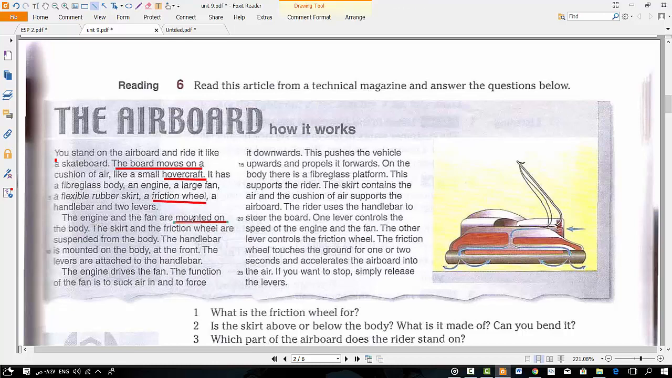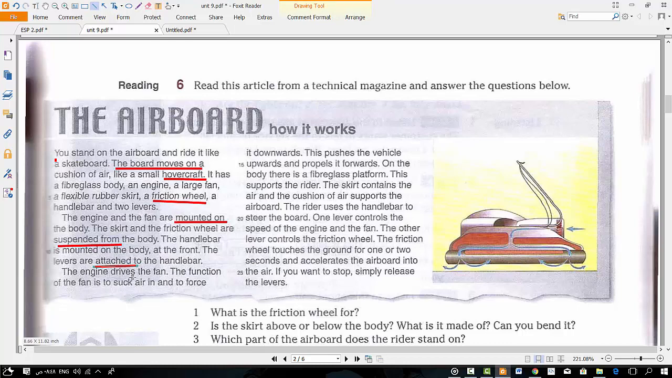Mounted on the body, meaning fixed on top of the body. The skirt and the friction wheel are suspended from the body. Suspended from the body, meaning hanging from the body. The handlebar is mounted on the body at the front. The levers are attached to the handlebar.